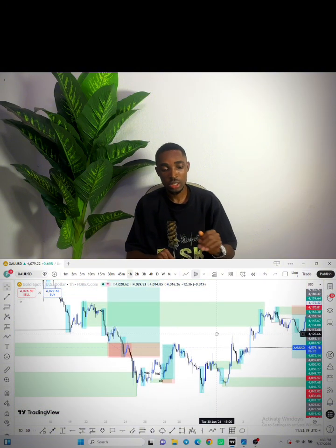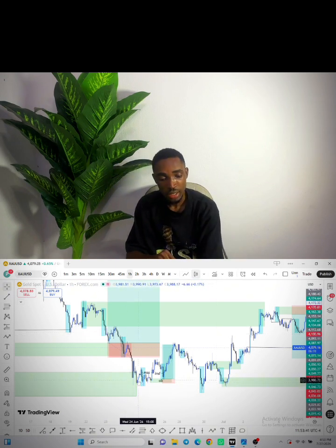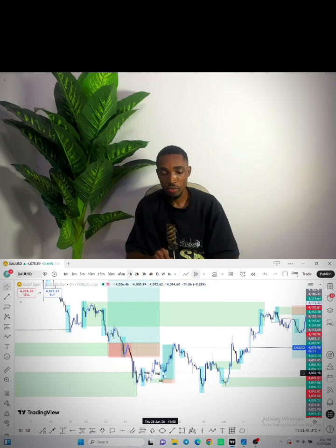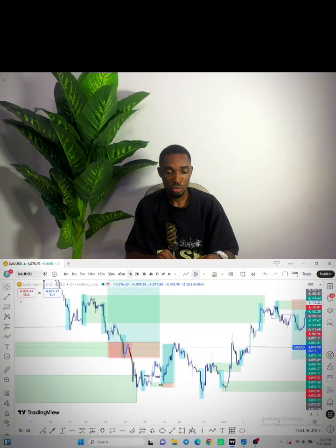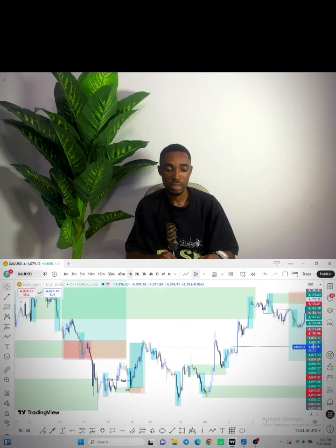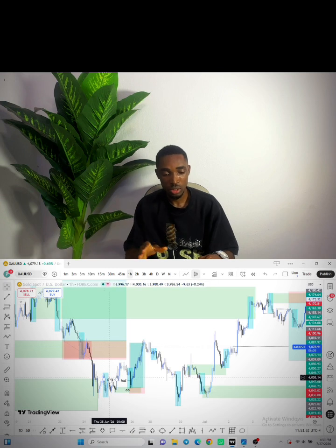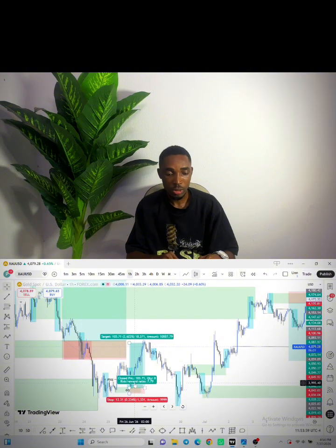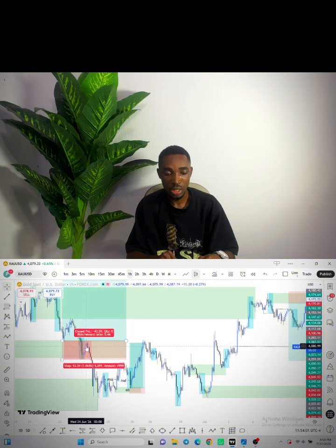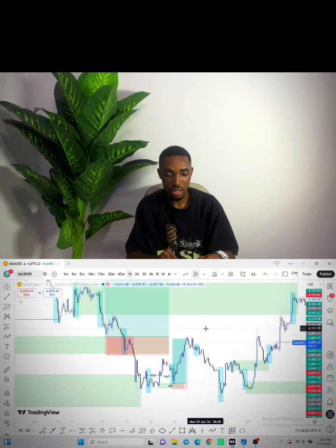When gold hits this particular zone here, I went to my lower time frame to check for my confirmation entry. Gold printed my strategy that I trade, the confirmation entry, and I entered from this order block here, targeting this particular order block, this sell order block here.